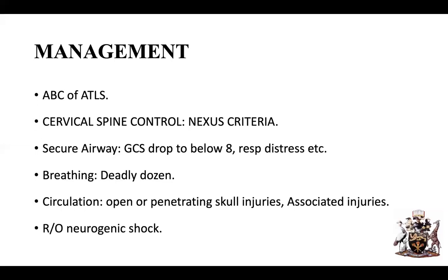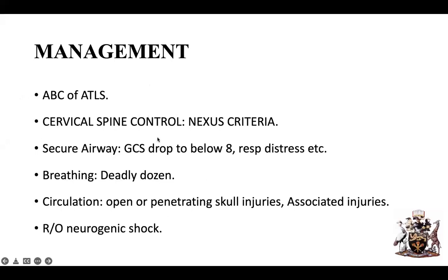And these are just the quick points. Irrespective of any head injury, we usually have to go back to ABCs. What is the airway? If the airway has a problem, secure it. Airway with cervical spine control. Before you clear the cervical spine, you have to put a collar until you're able to clear it. If the GCS drops below 8 or you have respiratory distress, you want to secure the airway.